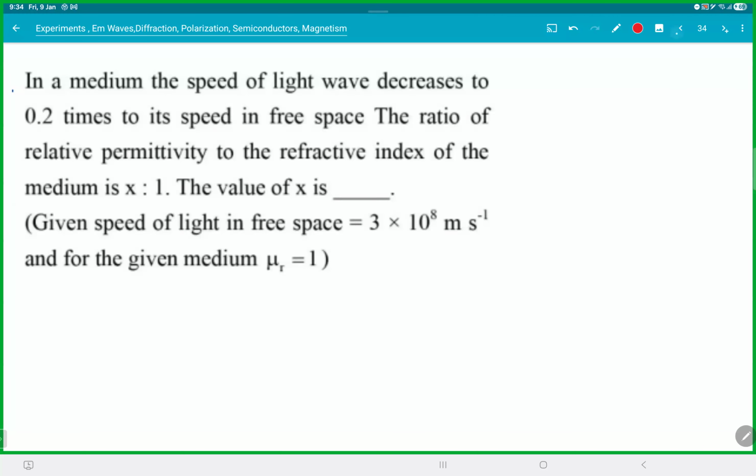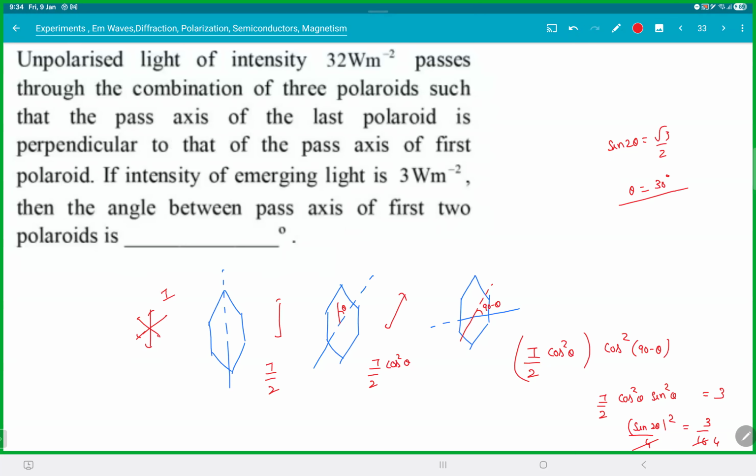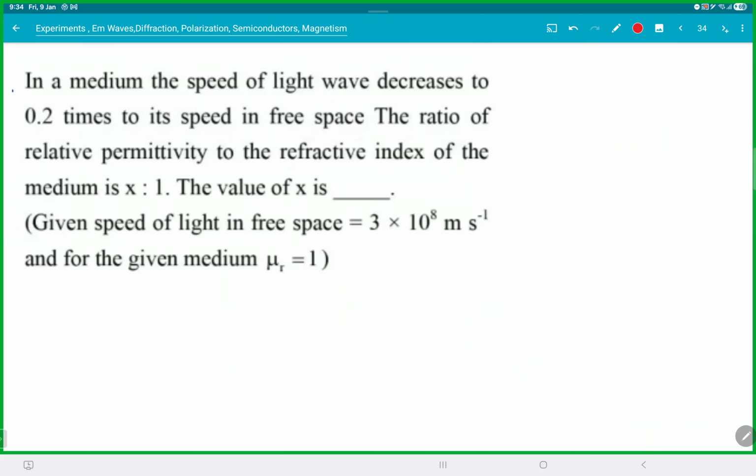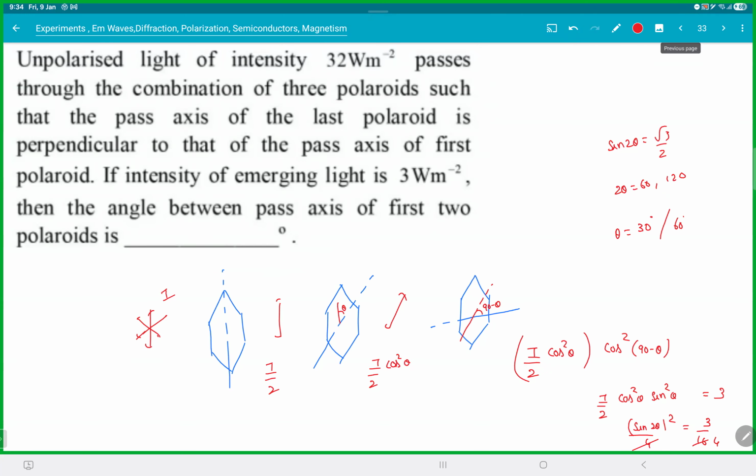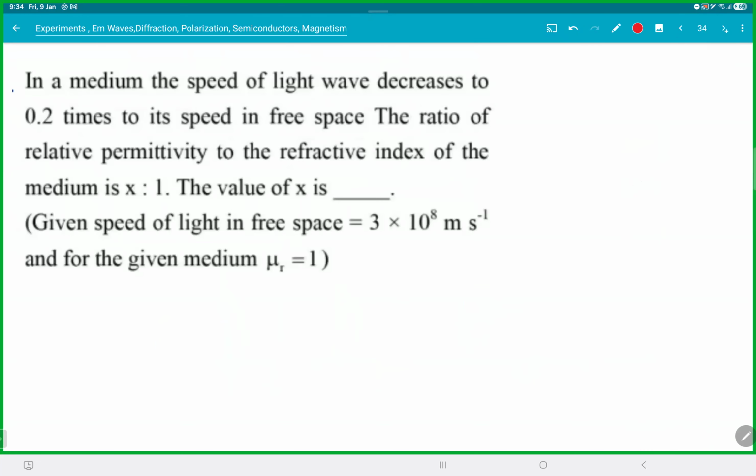Thirty and 60, that is also right. Sin theta could be 60 or 120. Both are right. But did they ask any smaller angle? No, he didn't say anything.